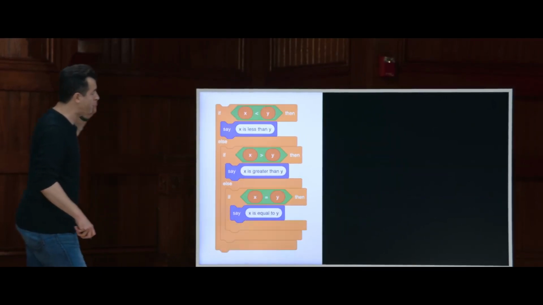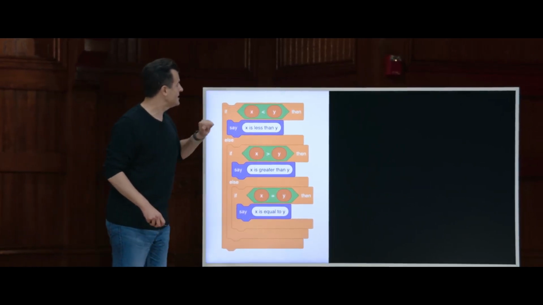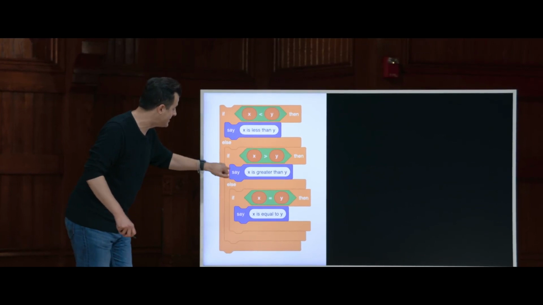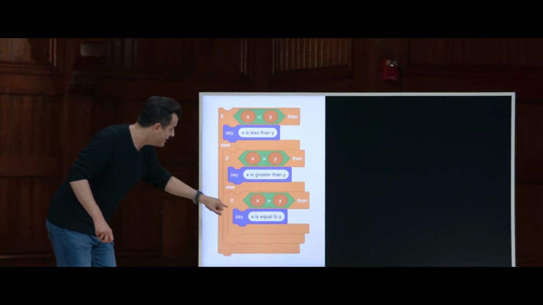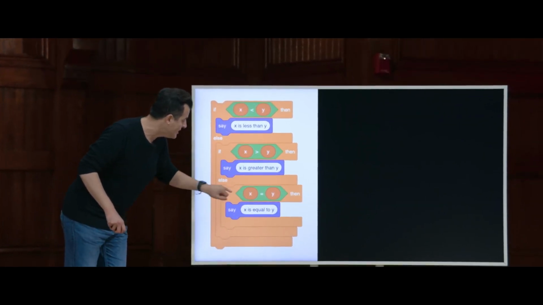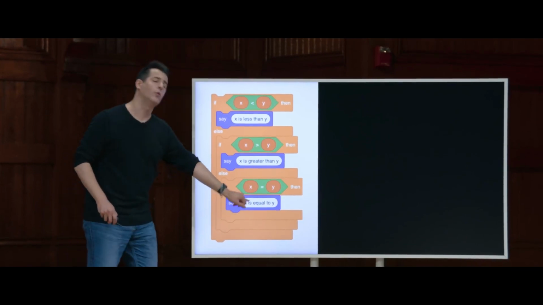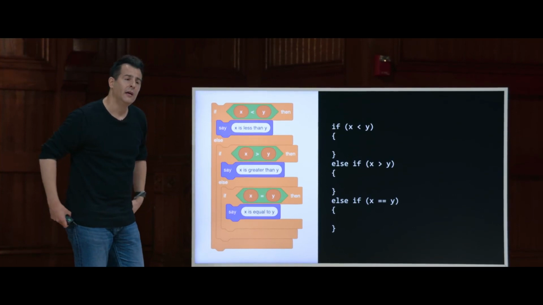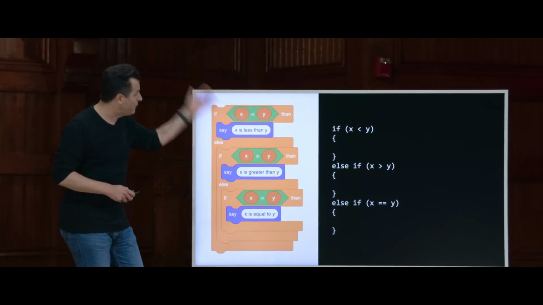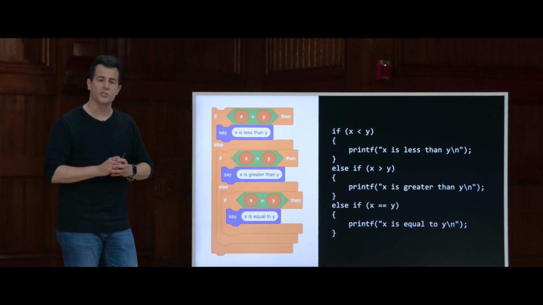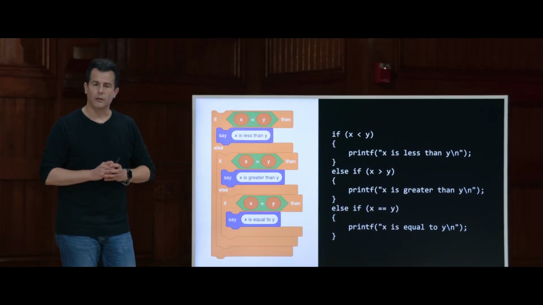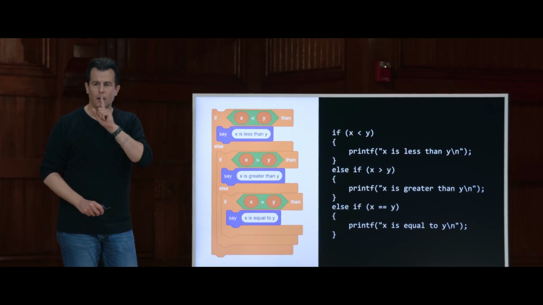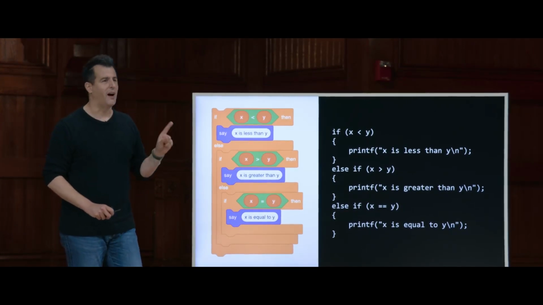What about a three-way fork in the road? If x is less than y, then say x is less than y. Else if x is greater than y, say x is greater than y. Else if x equals y, then say x is equal to y. Well, you can probably see where this is going on the right-hand side. It looks almost the same. In fact, if I add in the printfs, it's really almost the same, at least logically. But there is at least one curiosity. Seemingly a typo, but it's not this time.